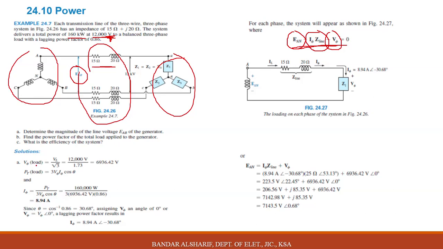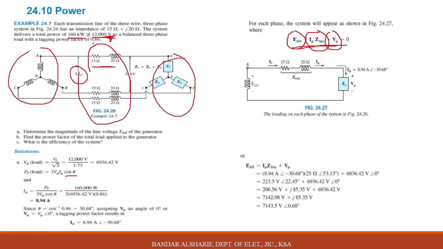In the beginning, it is a Y connection, and they consider 12,000 as the V line, as we mentioned. Divide by root 3, and you will get 6,936 volts. This is the V phase in the load, across the load. The total power, you multiply 3 by V phase, I phase, cosine theta.